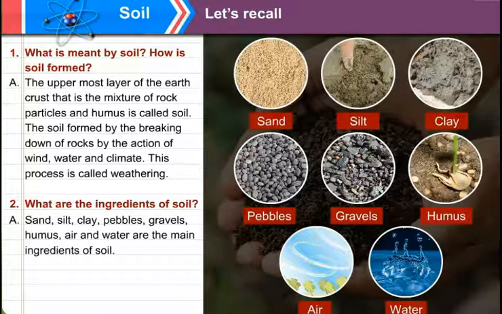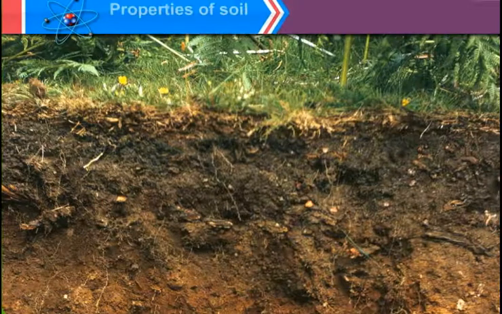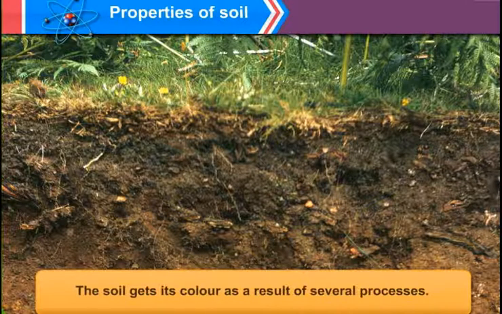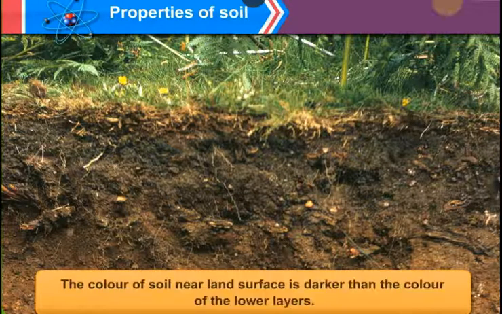Now we will study further about the appearance of the soil. Color is an important property of the soil. How the soil looks, the color of the soil, determines the fertility, the nutrients present in the soil. The soil gets its color as a result of several processes, which also include the weathering process.